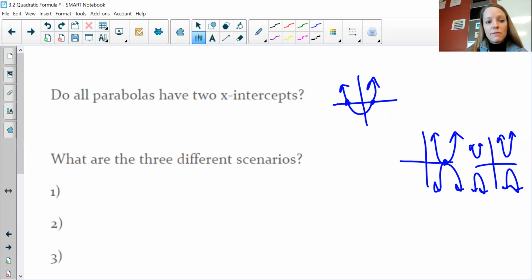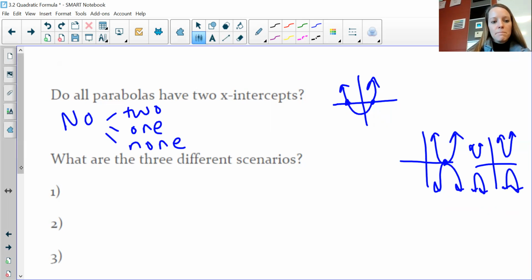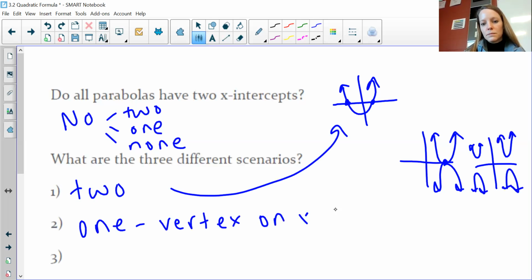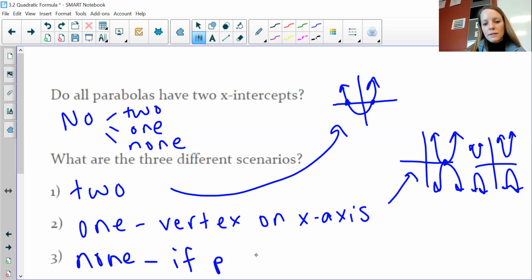So not all parabolas have 2 x-intercepts. The options are they can have 2, they can have 1, or they can have none. Okay, so 2 x-intercepts would be like this picture here. 1 x-intercept is when the vertex is on the x-axis. Or none if the parabola never touches the x-axis.